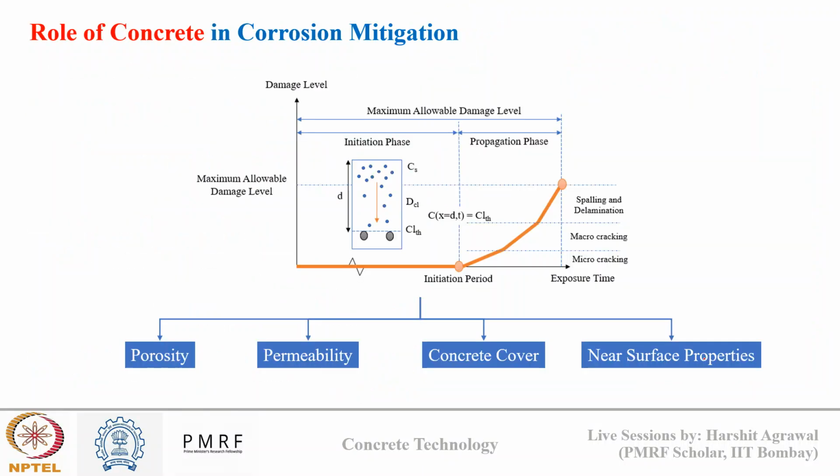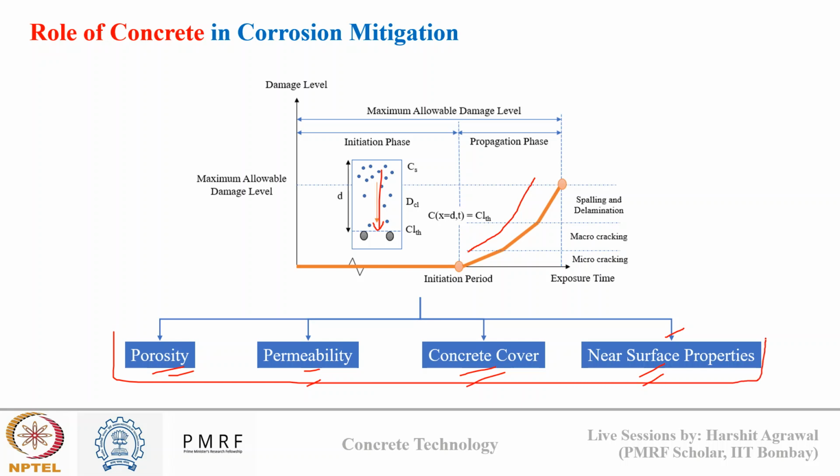Now, among the different methods, if we just focus on concrete, in the diagram of corrosion stages that we saw earlier, we saw that in the initiation period ionic diffusion happens through concrete, while during the propagation period both diffusion and cracking are affected by the concrete. Now there are four parameters associated with concrete which can affect these stages of corrosion: the porosity, permeability, concrete cover quality and thickness, and the near surface property. Okay, so if we can enhance all these four properties, then we can make concrete more resistant towards corrosion.